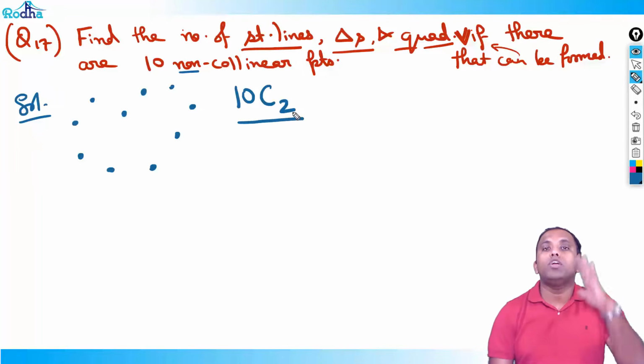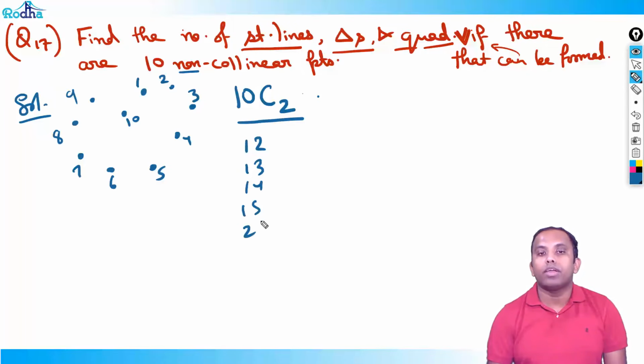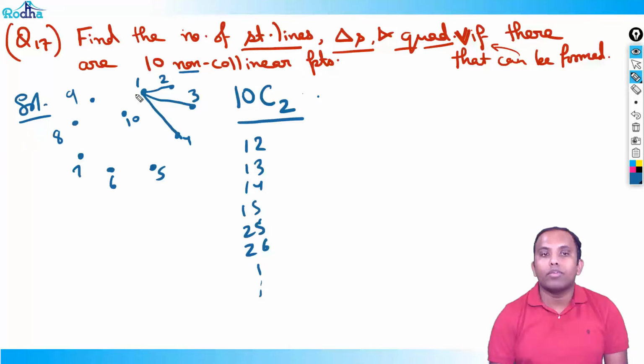Again, the meaning of 10C2, right? If I number all these points as 1, 2, 3, 4, 5, 6, 7, 8, 9 and 10, what is 10C2? 10C2 means I can form 10C2 groups of 2 things: 1,2; 1,3; 1,4; 1,5; 2,5; 2,6. Like this I can form 10C2 groups. What is 1,2? 1,2 will give one line. 1,3 will give one line. 1,4 will give one line. 1,5 will give one line. 2,5 will give one line, right?